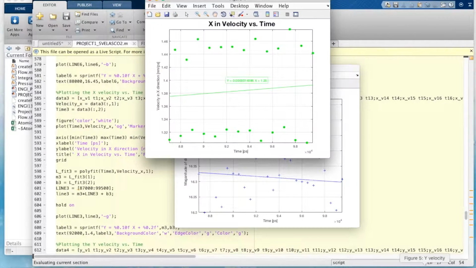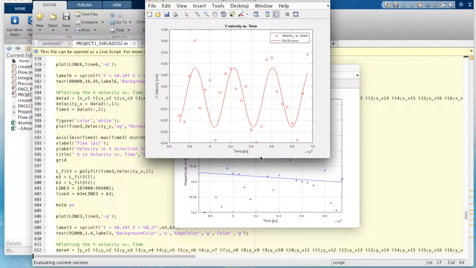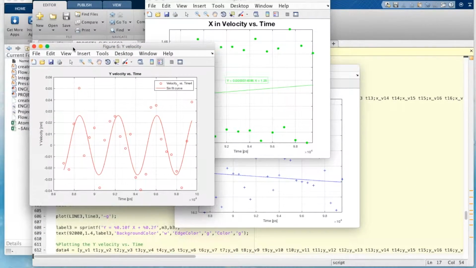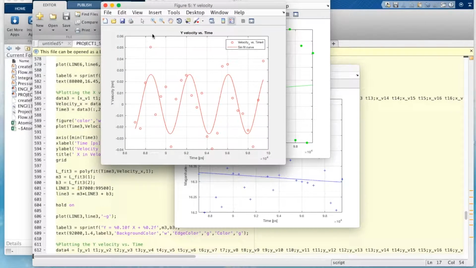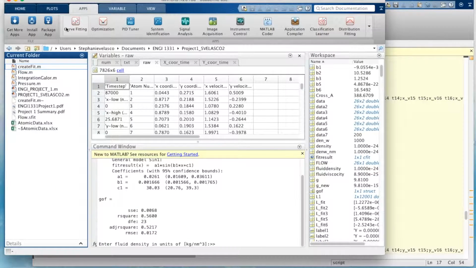As you can see here, we have the graphs, and we also calculated the polyfits. For the x velocity, we did a polyfit and we got a linear line. However, for the y velocity, we got a sine function. And to get this, we actually used an app on MATLAB called curve fitting.